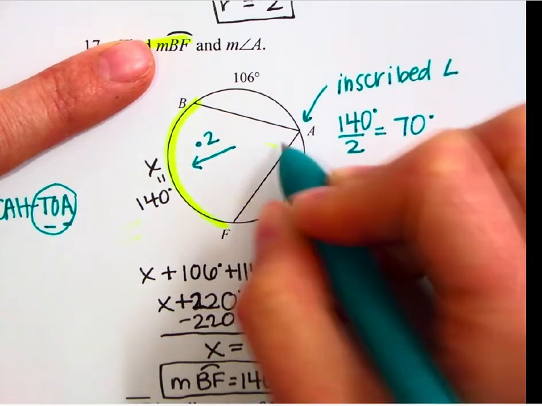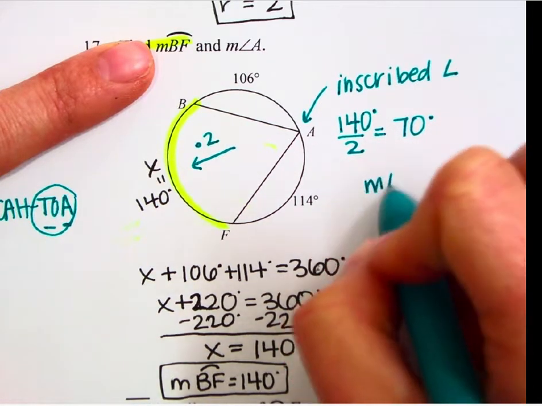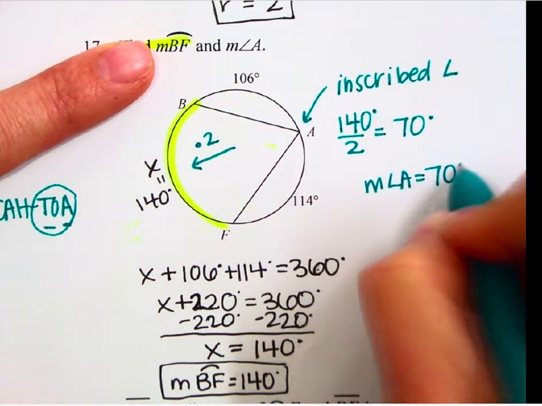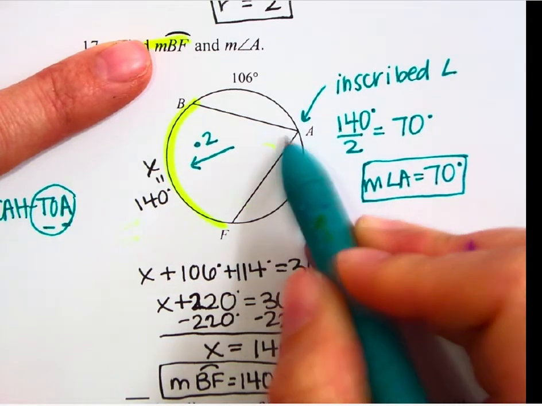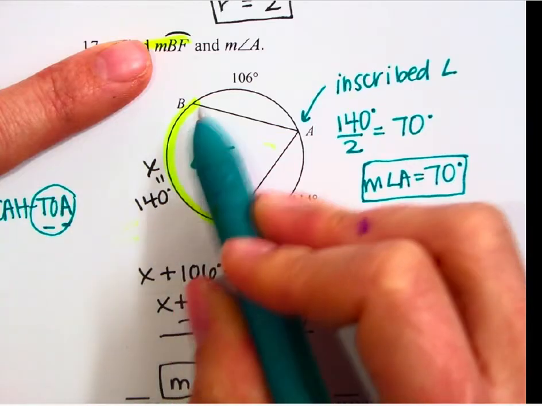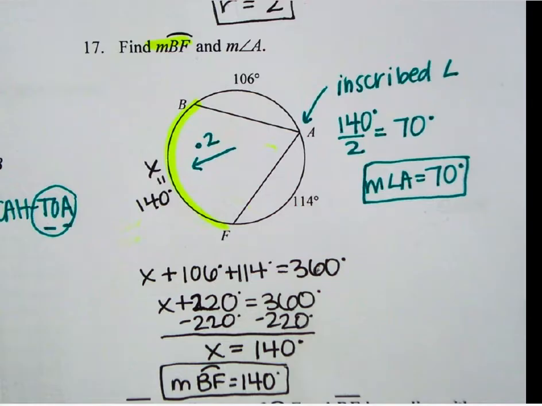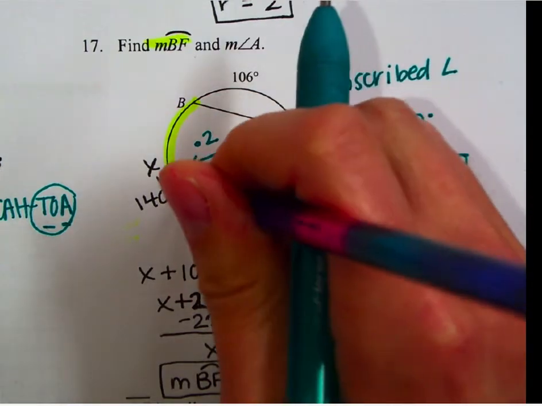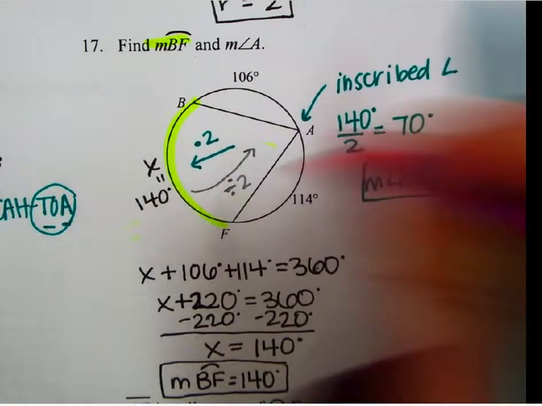So that angle measure A is 70 degrees. Again, we found that because the inscribed angle is half of the arc formed here, or the arc divided by 2. So I can write that in. We went backwards, so I had to divide by 2.